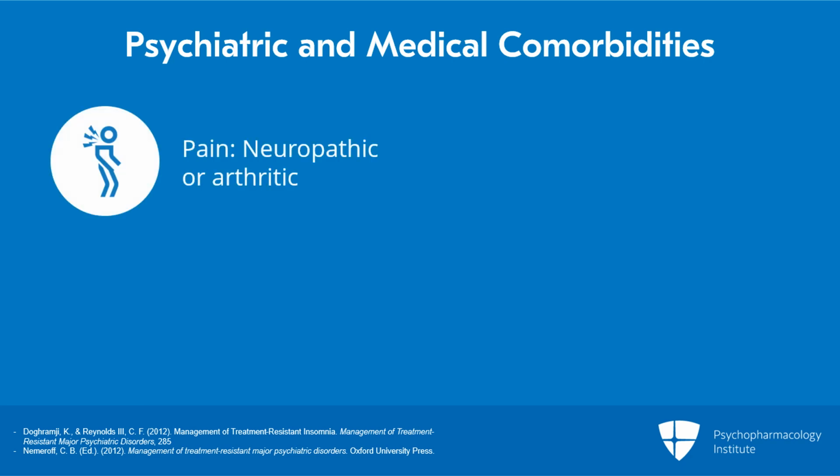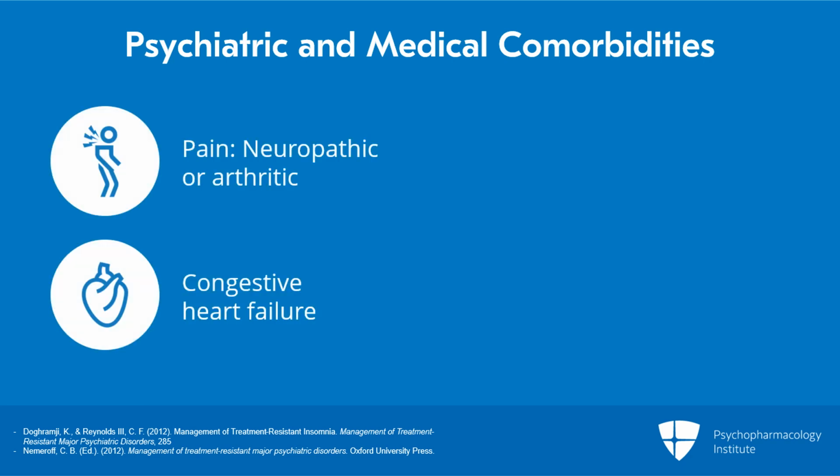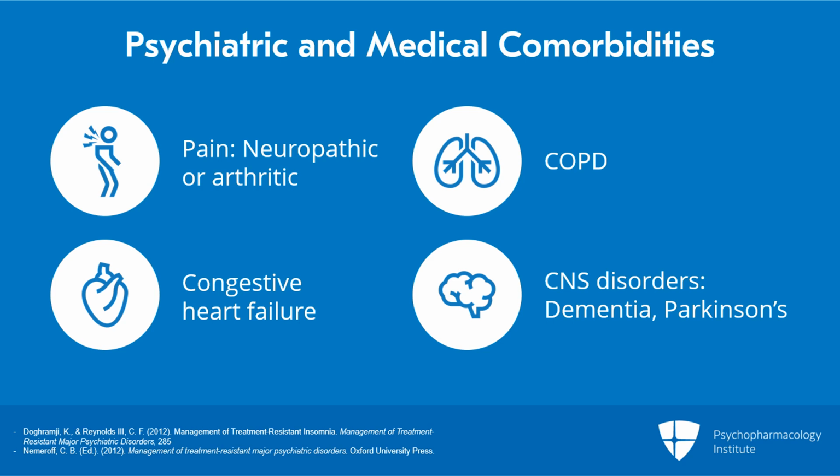An important part of the evaluation also addresses psychiatric and medical comorbidities, for example, pain related to neuropathy or arthritis, congestive heart failure, COPD, and other issues like this in older adults. Central nervous system disorders like dementia or Parkinson's also come to mind.